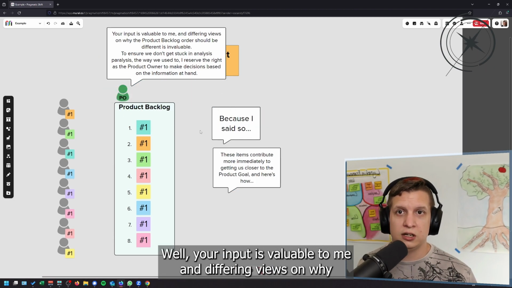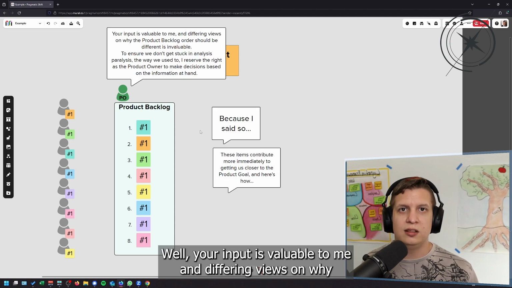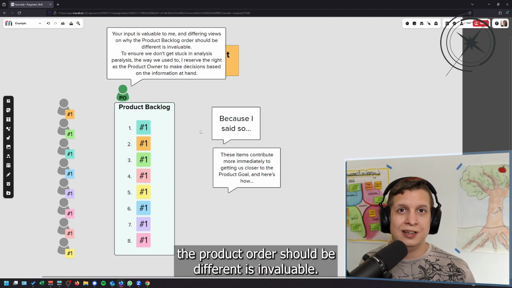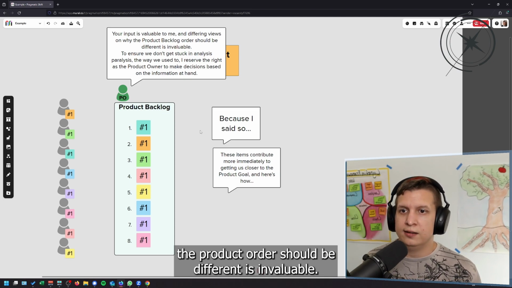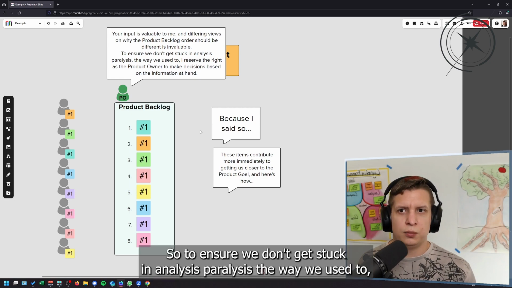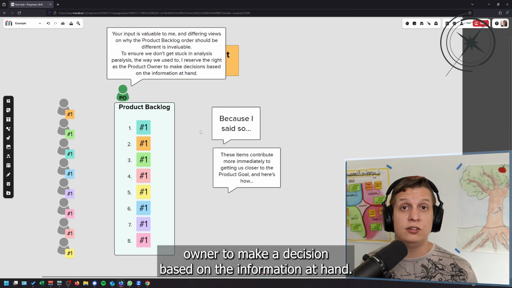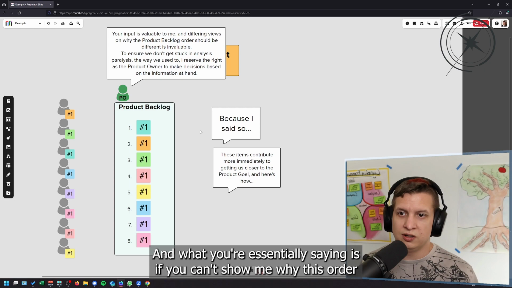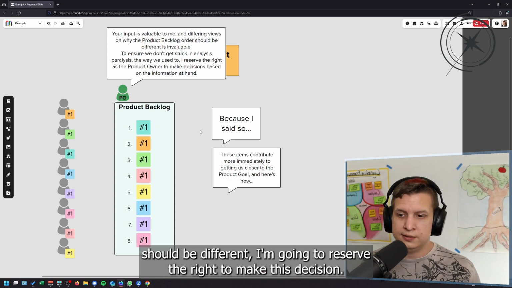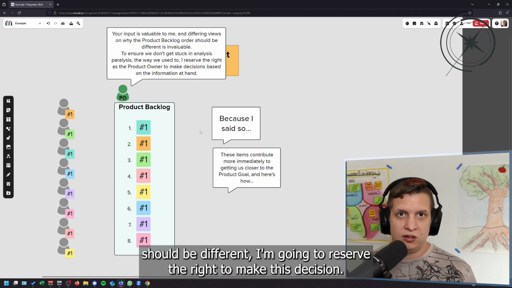Your input is valuable to me, and differing views on why the product backlog order should be different are invaluable. So to ensure we don't get stuck in analysis paralysis the way we used to, I reserve the right as the product owner to make a decision based on the information at hand. And what you're essentially saying is, if you can't show me why this order should be different, I'm going to reserve the right to make this decision.